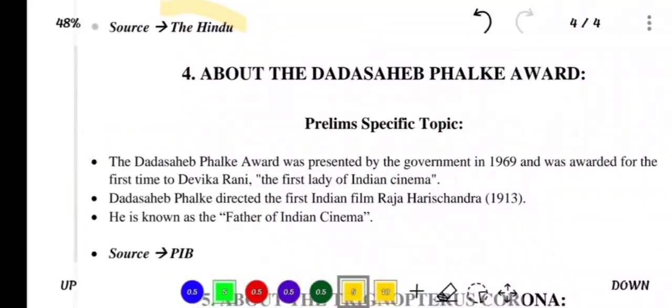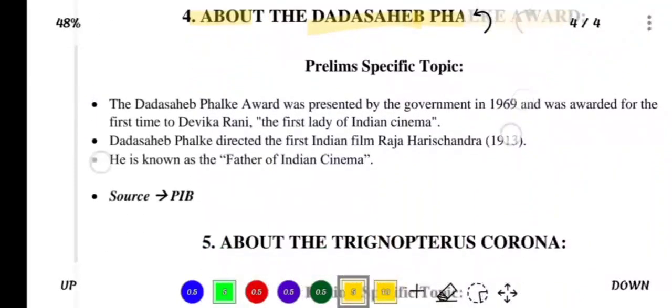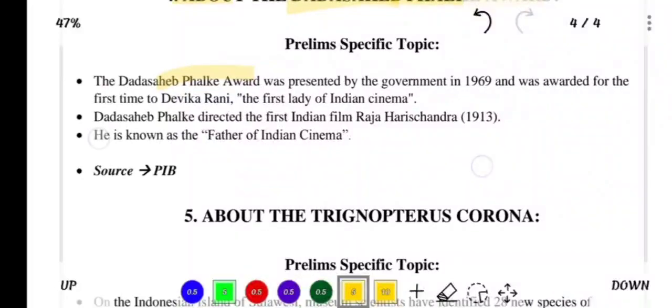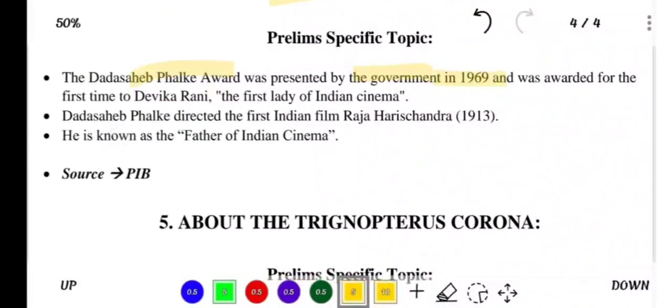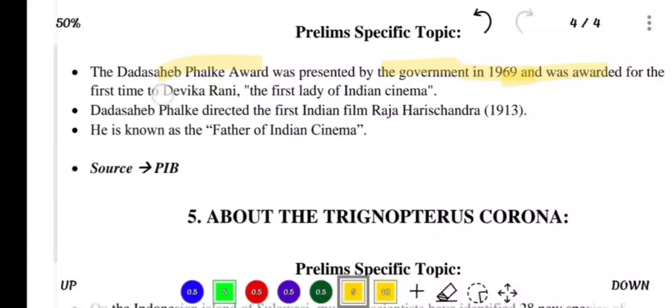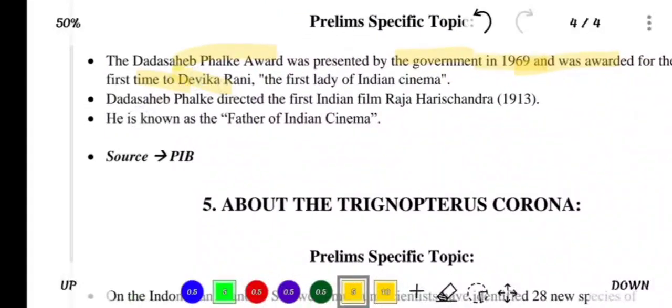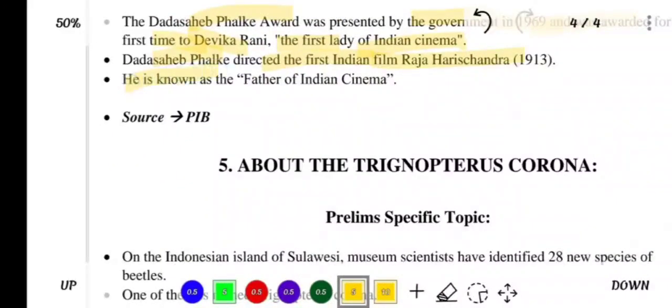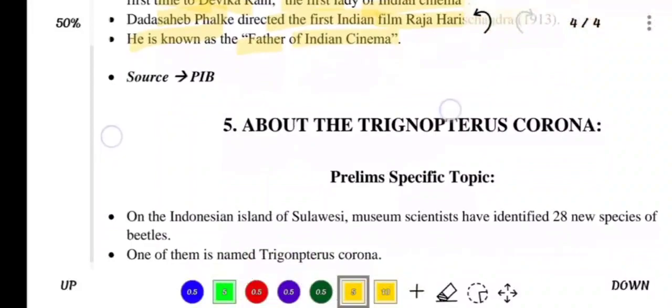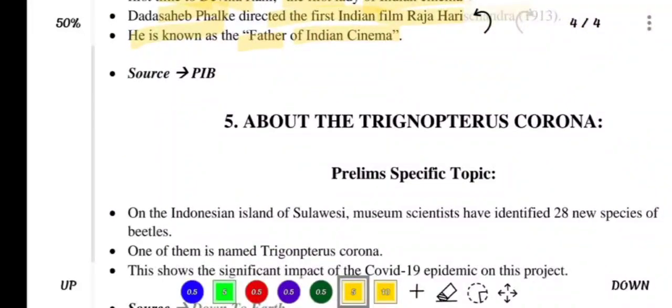The next topic in news is about the Dadasaheb Phalke Award. So Dadasaheb Phalke Award was presented by the government in 1969 and was awarded for the first time to Devika Rani, the first lady of Indian cinema. Dadasaheb Phalke directed the first Indian film Raja Harishchandra. He is known as the father of Indian cinema. Source of this news is PIB.